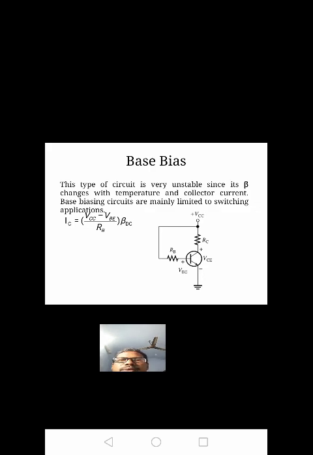This type of circuit is very unstable since its beta changes with temperature and collector current. Base bias is a very unstable circuit. Why? Because the beta value changes with temperature, and the collector current also changes. Base biasing circuits are mainly limited to switching applications. Here we are using the base bias circuit.